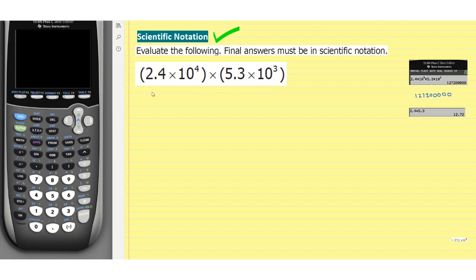We note here that we've got 2.4 times 10 to the fourth, and we've got 5.3 times 10 to the third. The thing we want to make sure we remember is that in scientific notation, you can only have one number in the whole number position. So in 2.4, 2 is in the whole number position, and in 5.3, 5 is in the whole number position. Again, always only have one number in the whole number position.